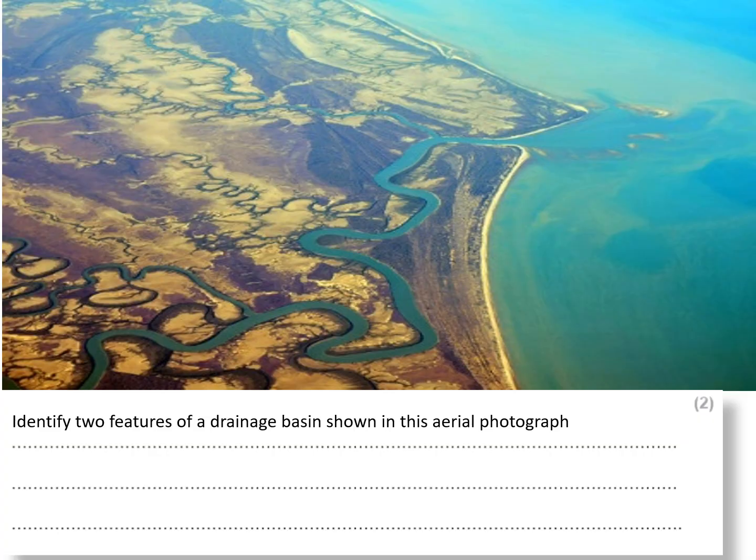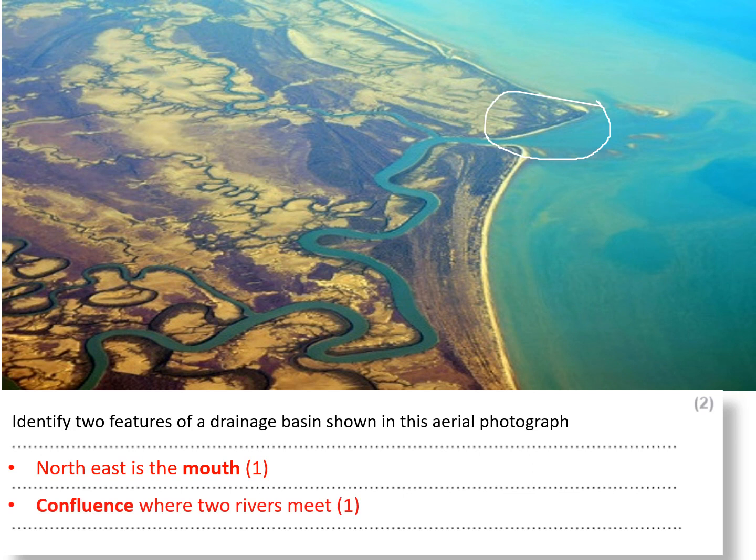Study this satellite photo carefully and identify 2 features of a drainage basin. There are in fact 4 shown. I want you to identify 2. So we can see the mouth as shown there. We can see a confluence shown here. We can see tributaries shown there and there, and we can also see large meanders.